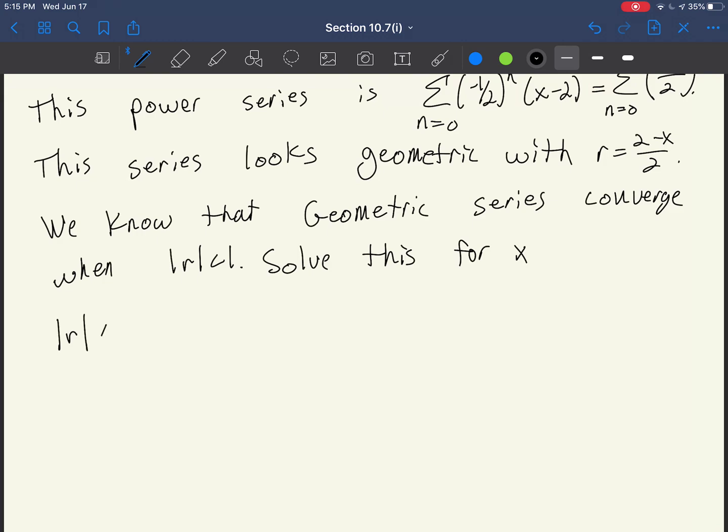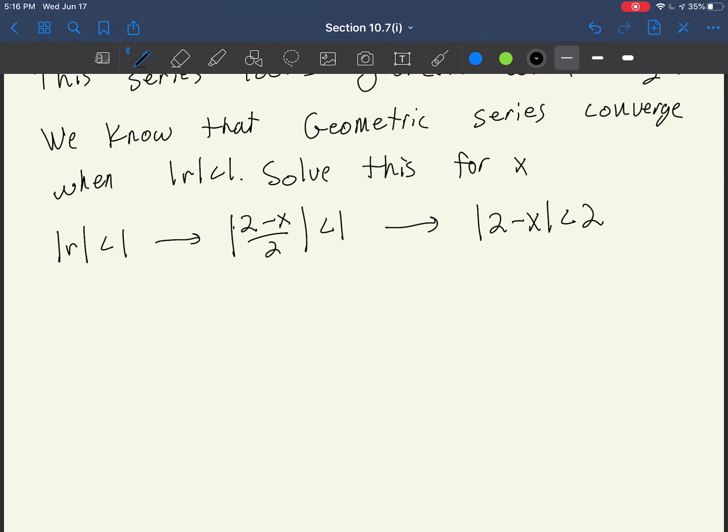So solve this for x. The absolute value of r is less than 1. This is the same thing, since we said r is (2 - x)/2, as the absolute value of (2 - x)/2 has to be less than 1. Multiply both sides by 2. You get the absolute value of 2 - x is less than 2.